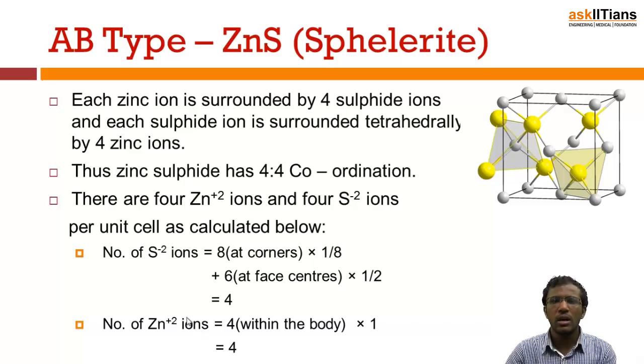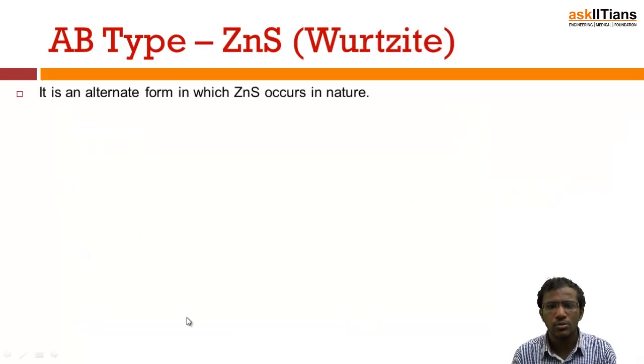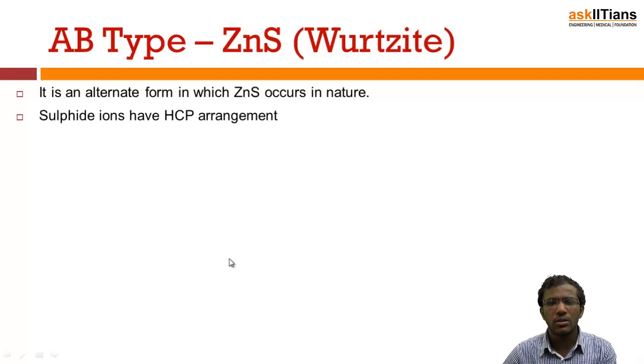So let's move to the other form of zinc sulfide, that is wurtzite. It is an alternative form in which zinc sulfide occurs in nature.